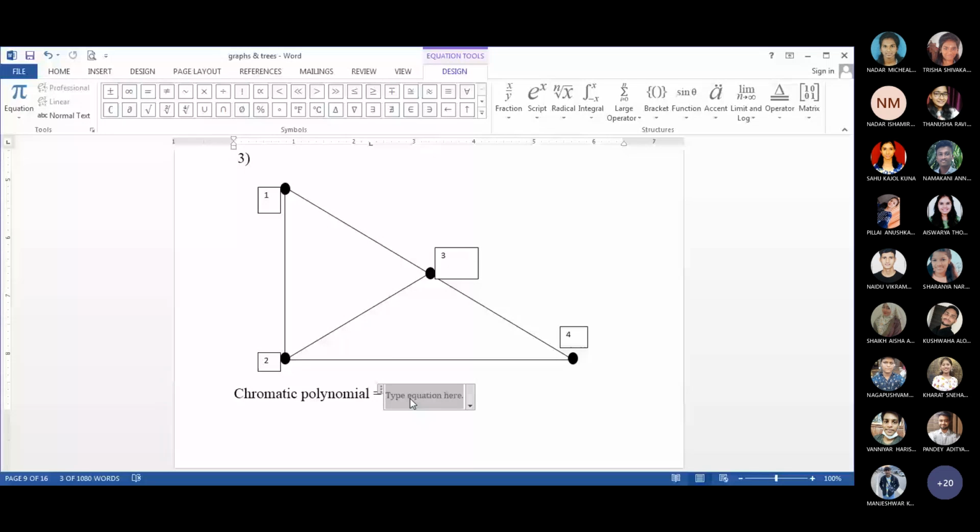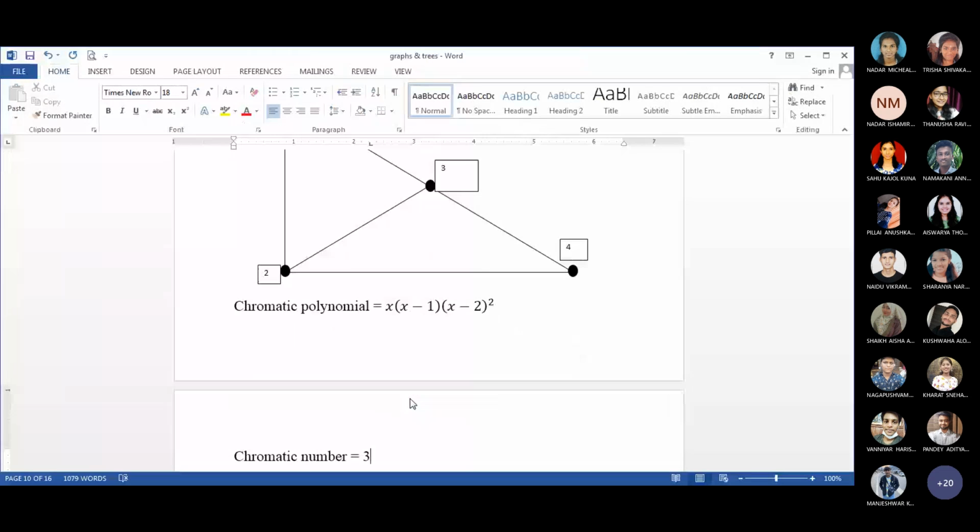So x into x minus 1, x minus 2 raised to 2. Okay, x minus 1, x minus 2 the whole square. So your chromatic number will be 3. Right? Yes, sir. Okay.